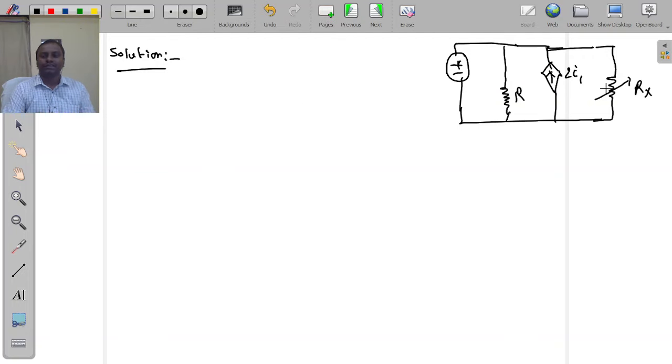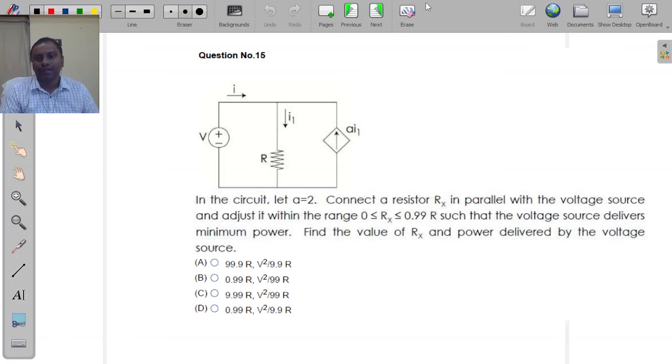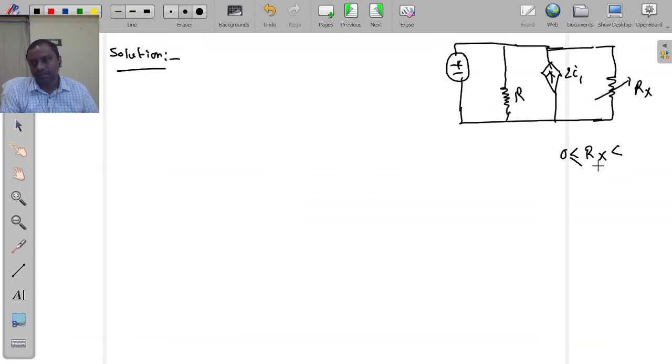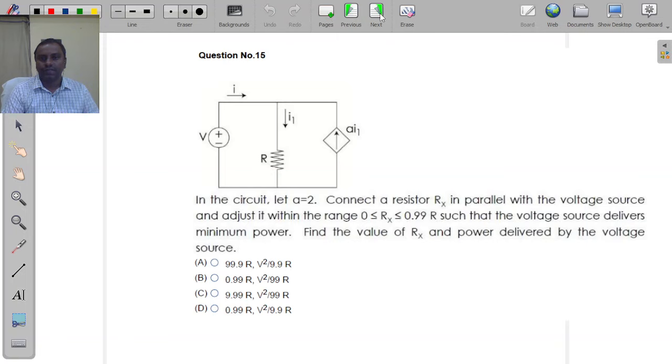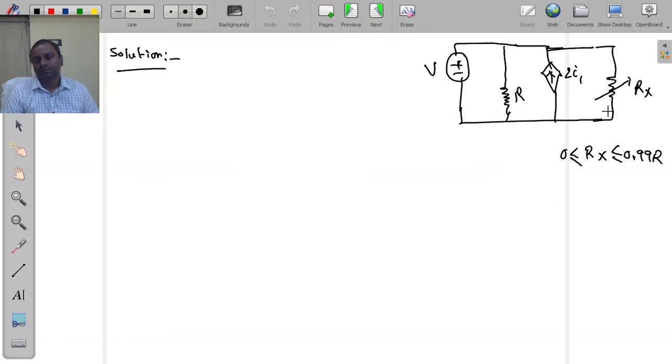So we have to connect Rx, and the Rx range is 0 less than or equal to Rx less than or equal to 0.99 R. In this range we need to select Rx such that the voltage source supplies minimum power, and we need to calculate what that power is and what this Rx value is. They are saying the voltage source is delivering the power, in the sense that the current must be in this direction, then only the voltage source will deliver the power.